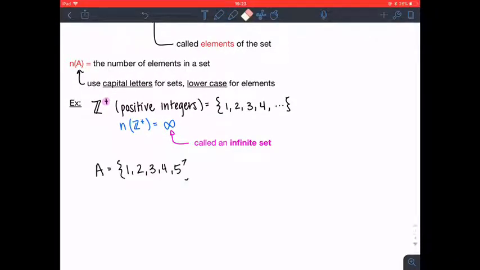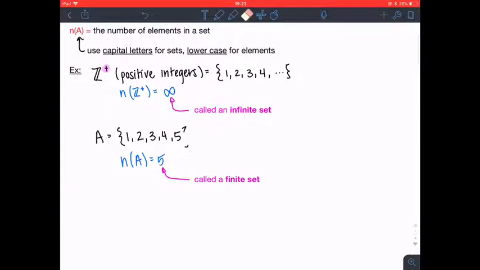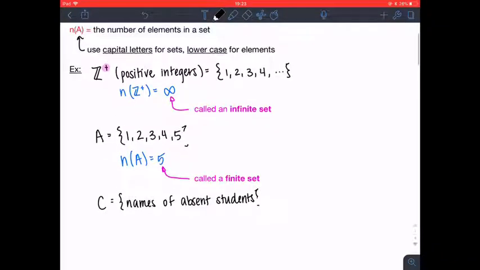Now our next example here is just this set A. Set A equals {1, 2, 3, 4, 5}. And this has exactly 5 elements in it. So we call this a finite set, since it has exactly a finite number of elements. Here's another example, C. We could have just the names of absent students in a class period.